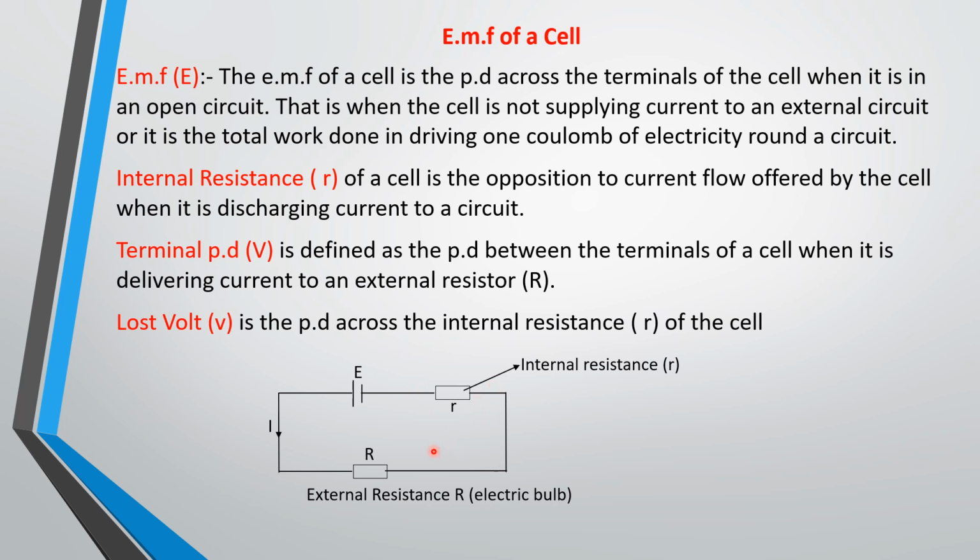Please, you need to take note of this so that when we are solving some problems that will be coming up shortly, you will know how to apply these definitions that I just gave. Okay, the PD across the internal resistance is called lost volts. The PD across the external resistor is called what? Terminal PD. Please take note of that.